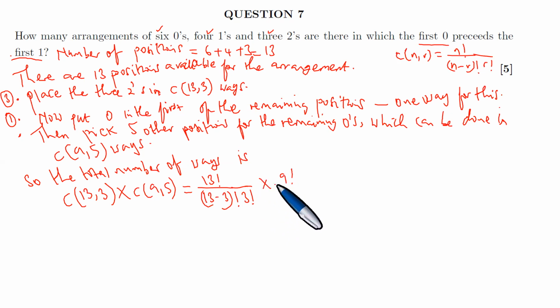And then 9 factorial over 9 minus 5 factorial, 5 factorial. Okay, so we have satisfied the main conditions of putting the zero first. That was done in one way, and we were able to arrange the rest of the zeros amongst the remaining positions. And therefore, the remaining calculations can easily be done in this manner.